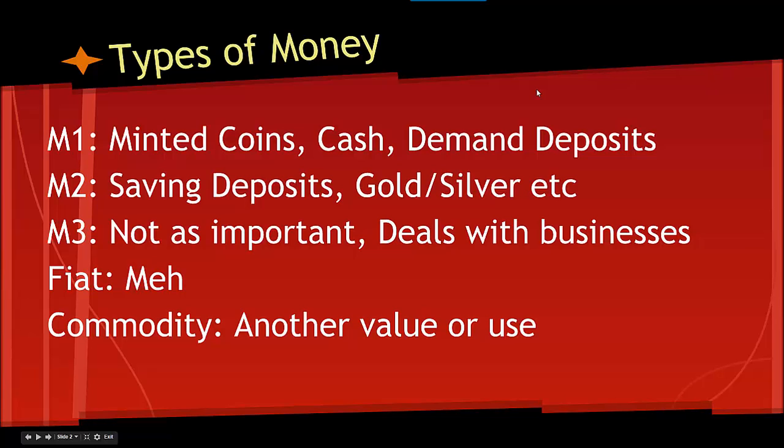We have types of money. You have your M1 money, M2 money, M3 money, and those are your basic foundations for the money system. Your M1 money would consist of minted coins, cash, demand deposits, stuff that has high liquidity. Your M2 money is your saving deposits, gold, etc. And it's lower liquidity, which means it's harder to get the money faster than you need it. It's used as a medium of exchange.